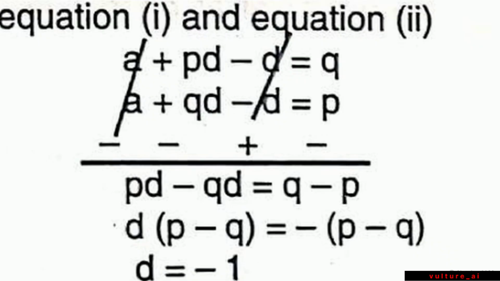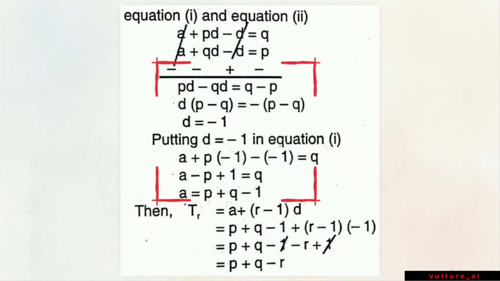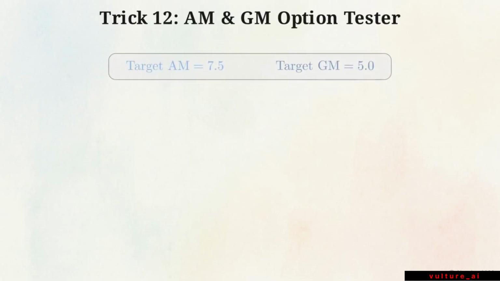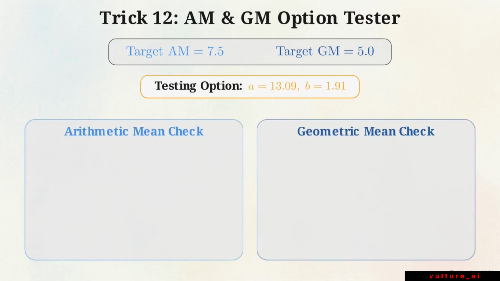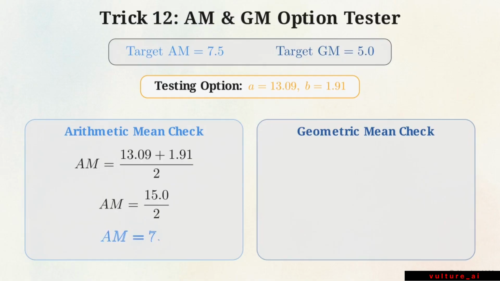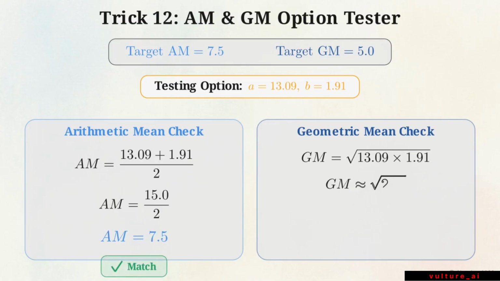Module 4 covers high-value formulas. Trick 11 is the zero hack. Solving the pth term is q, qth term is p problem normally requires the full page of algebraic elimination you see here. Save time. The p plus qth term is exactly 0. Trick 12 is the arithmetic and geometric mean option tester. Finding unknown numbers from their means is faster by checking the multiple choice options. Add them and divide by 2 for the arithmetic mean, then multiply and square root for the geometric mean.